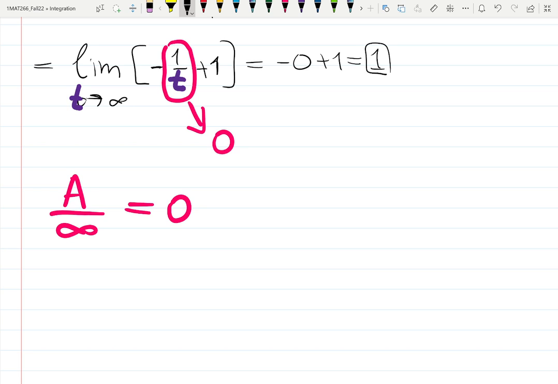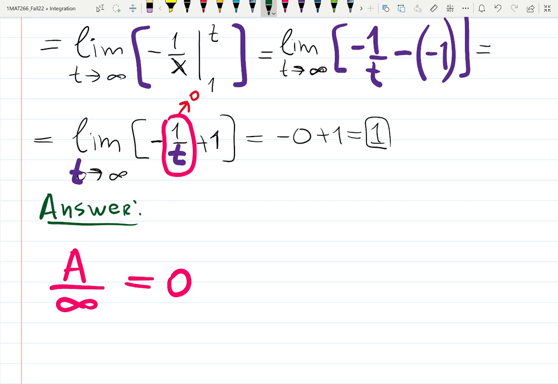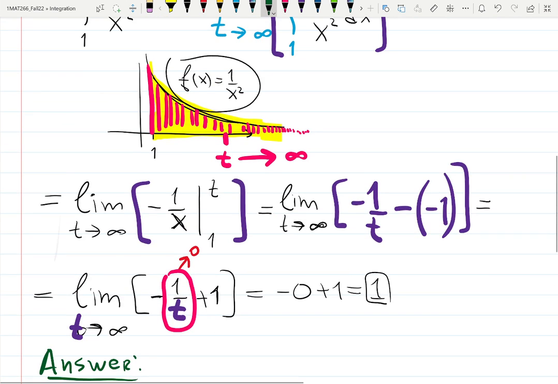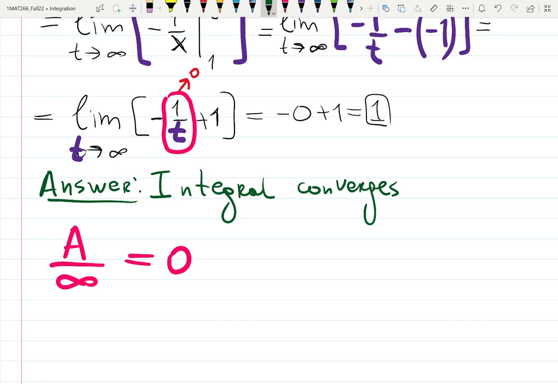Since we have a finite number, we're going to say that, so this goes to 0, the answer is: the integral from 1 to infinity of 1 over x squared converges. And not just converges, we even know to what? To 1.